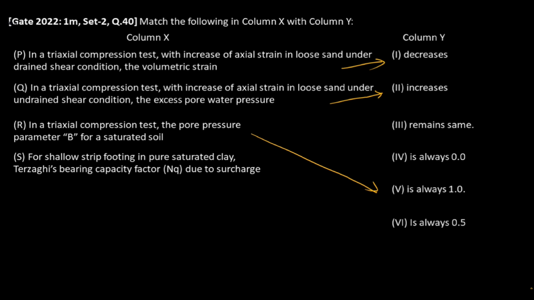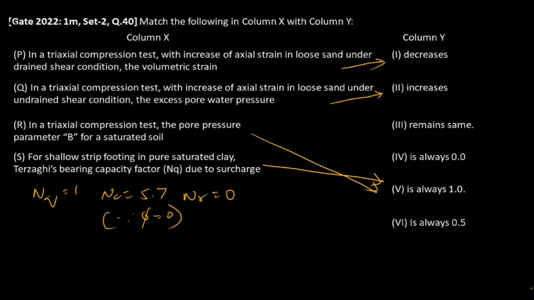For a shallow strip footing in pure saturated clay, there is a bearing capacity factor due to surcharge. So for clay, Nq will be equal to 1, Nc will be equal to 5.7, and N gamma will be equal to 0, where phi equals 0. So from this we can get Nq is always 1.